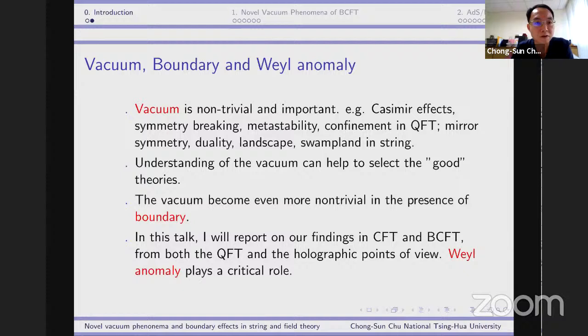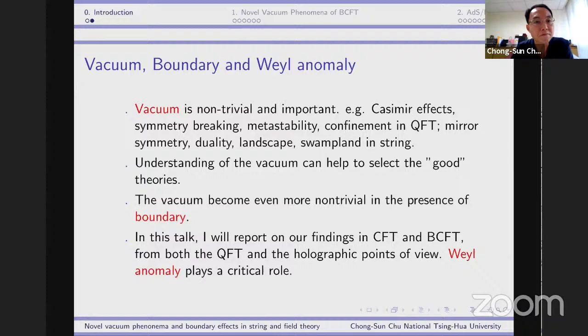So this is one of the main characters playing an important role in my research in the last few years: boundary. And the connection between vacuum phenomena and boundary normally plays quite a large, major role in this. So I will also discuss this.